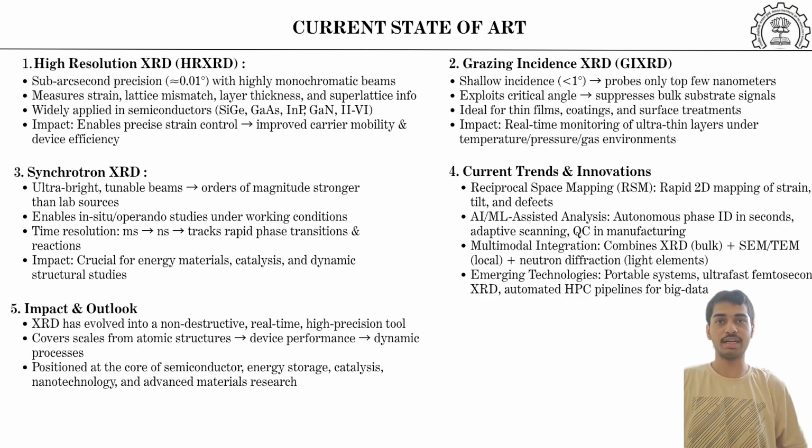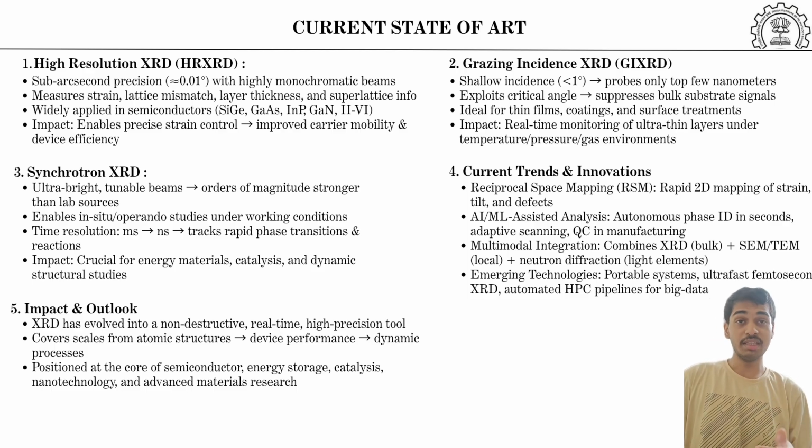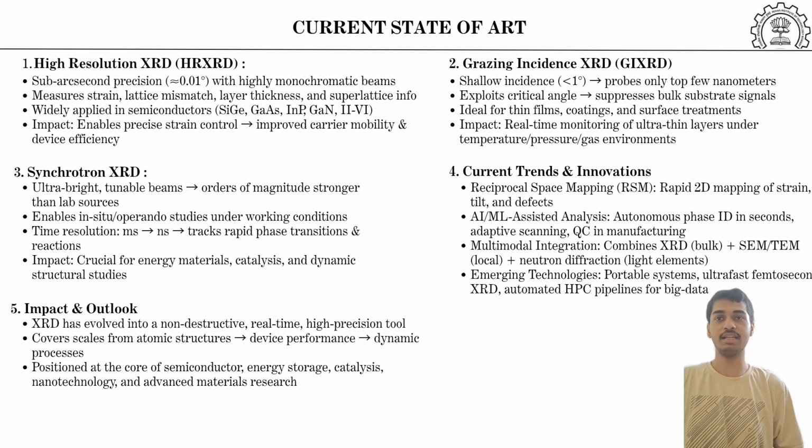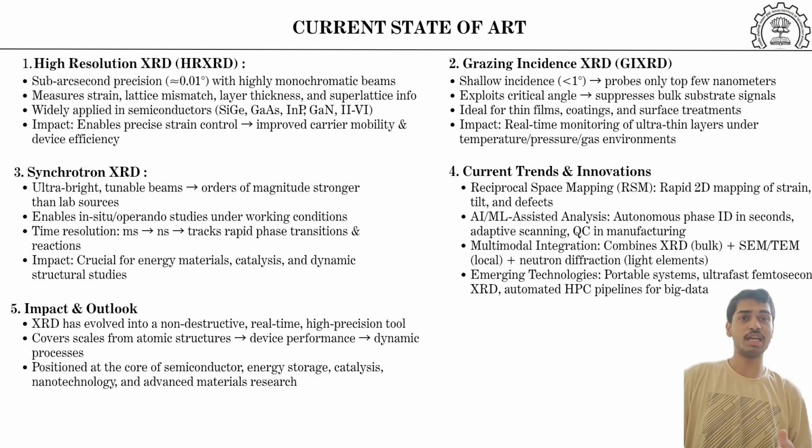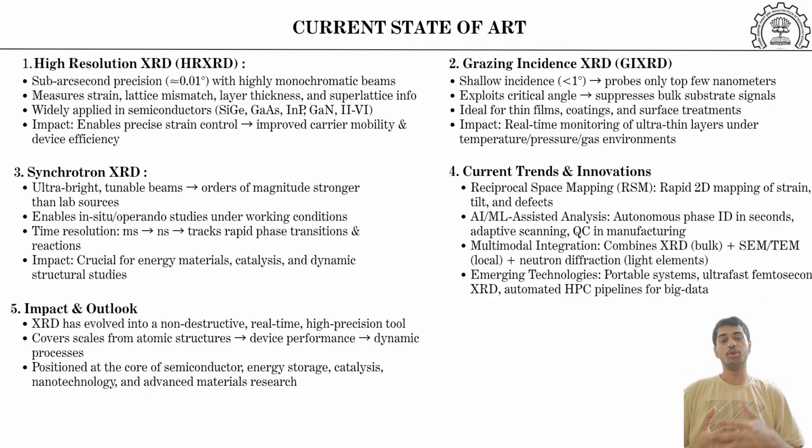Third, synchrotron XRD uses powerful tunable X-ray beams. This allows real-time studies of materials while they are working, like batteries during charging or catalysts during reactions, capturing even very fast changes. And finally, new trends include faster reciprocal space mapping, AI for phase identification, combining XRD with electron microscopy and neutron diffraction, and emerging tools like portable devices and ultra-fast femtosecond XRD. In short, modern XRD is now more precise, faster, and smarter, helping us understand materials from the atomic scale to real devices in action.